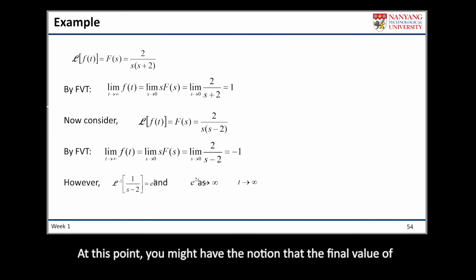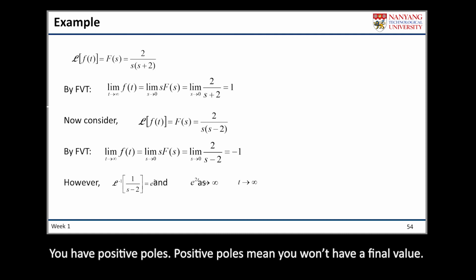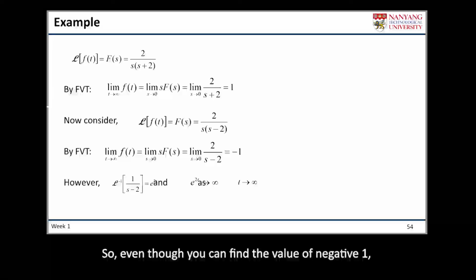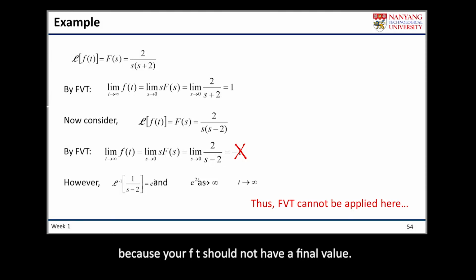At this point, you might think that the final value of this f(t) is equal to negative 1. But be careful. If you look at this function, the two poles are 0 and positive 2. You have a positive pole. A positive pole means you won't have a final value. So even though you can find the value of negative 1 by evaluating the final value theorem, this negative 1 doesn't mean a thing, because this function should not have a final value. So negative 1 here is a wrong answer.